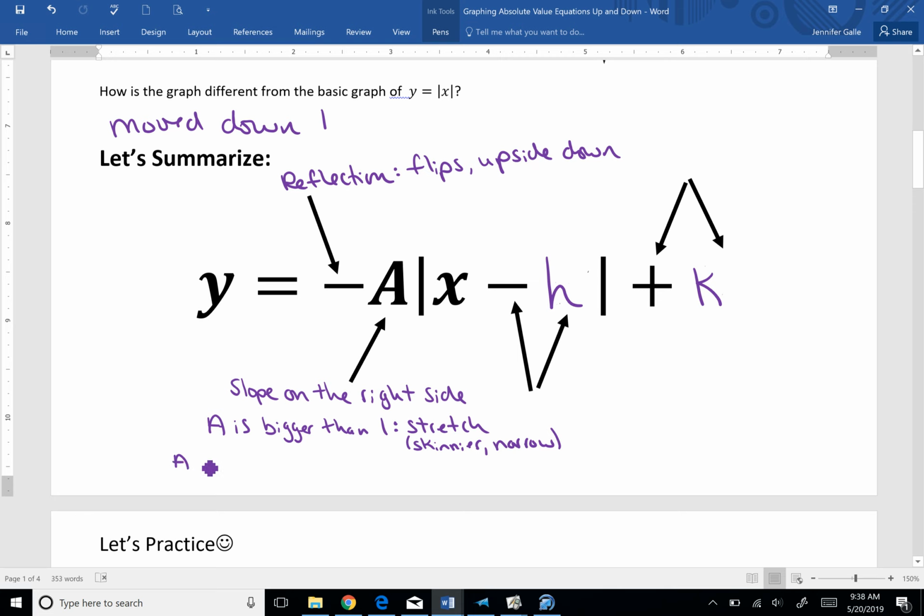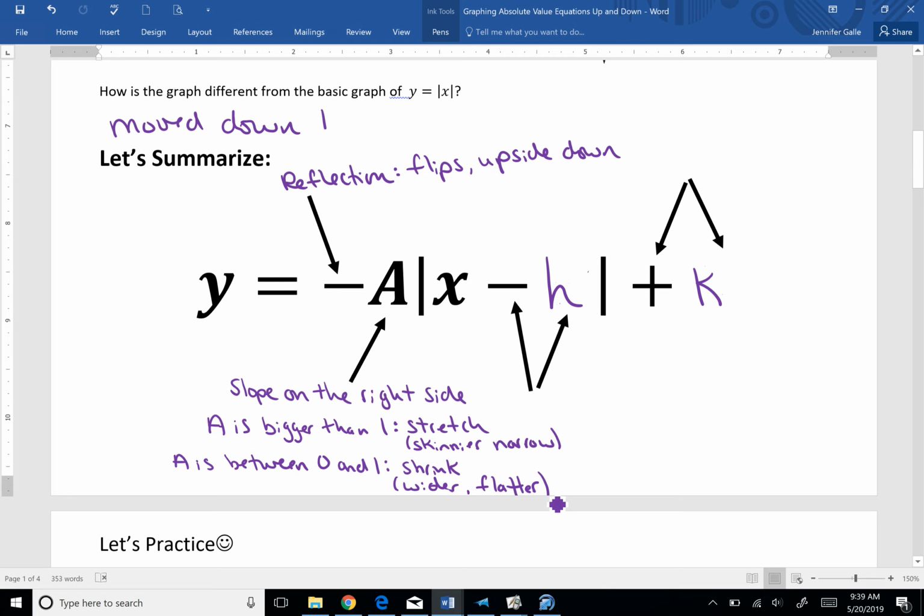If our A is between 0 and 1, that's when we shrink. And some of you like to say that makes the graph wider. And a lot of you also like to say that it's flatter. So however you want to phrase that, these are your notes, so you put what works best for you.